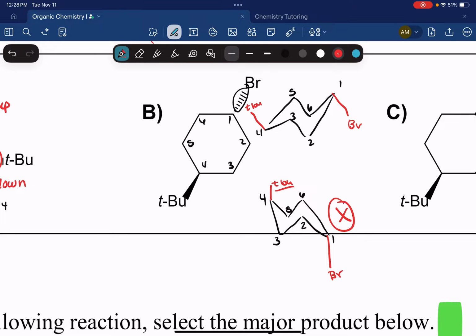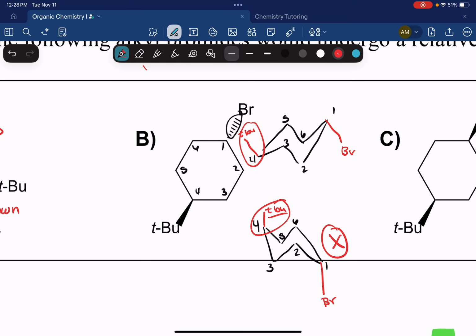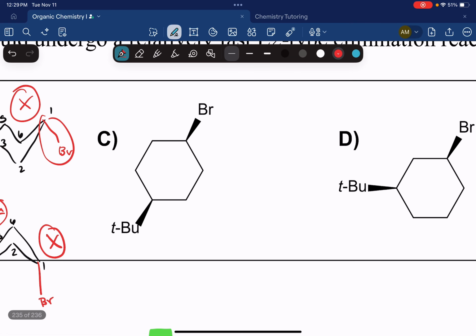Right? That one's not very stable because of this. This one, though this part is stable, we want bromine to be axial. So that way the hydrogen can be antiperiplanar to it, right? So this also isn't going to work. So B's not going to work. Let's try again. And yes, it's a pain. You have to draw out the chair structures unless you figure out a way to just know it. I don't.